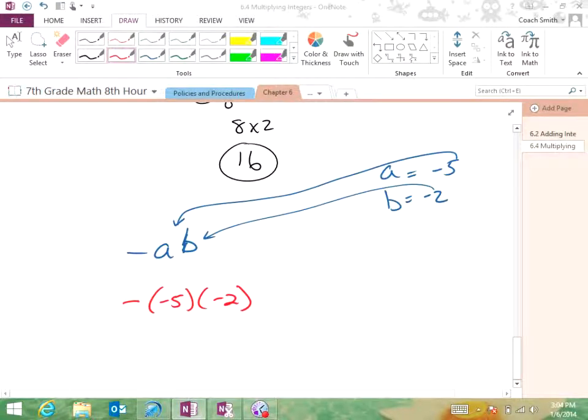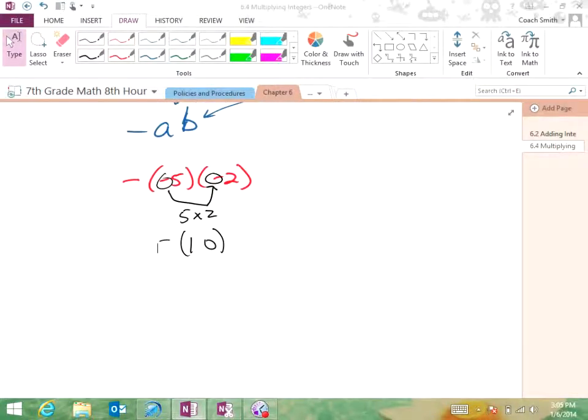Now what you're going to do is this. You're going to multiply negative 5 times negative 2, which means 5 times 2, which is 10. I have 2 negative signs, which make it what? Positive. But now, I have the negative sign out in front. How many negative signs do I have out in front? 1. And so that would mean negative 10. Because when you see a negative sign by itself, they're asking you to do the opposite of your final answer.